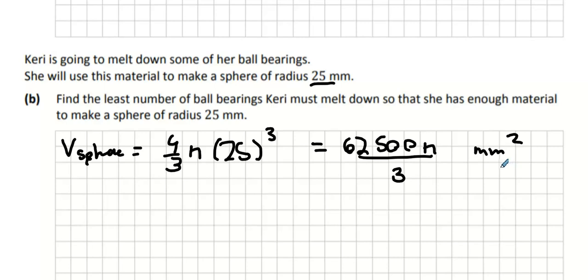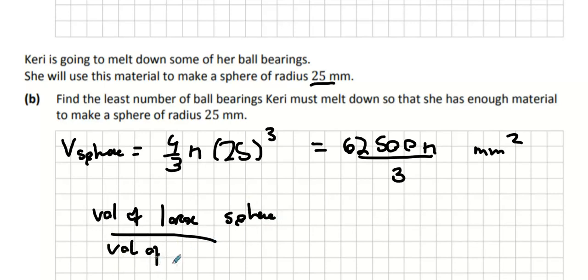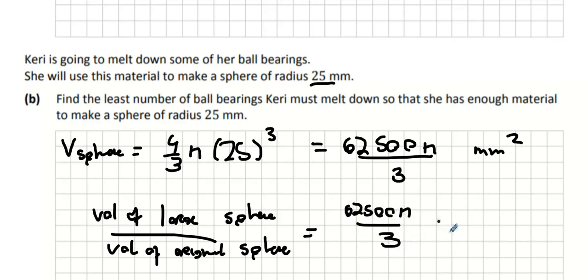So what we need to do is divide the volume of the large sphere by the volume of the small spheres to find out how many ball bearings we actually need. So it's the volume of the large sphere divided by the volume of the small sphere, or our original sphere, and we can figure out how much we need there. So it's just going to be 62,500 pi over 3 divided by 288 pi.